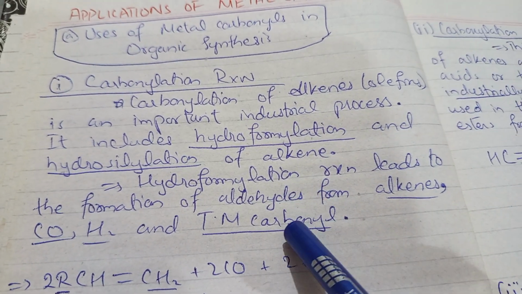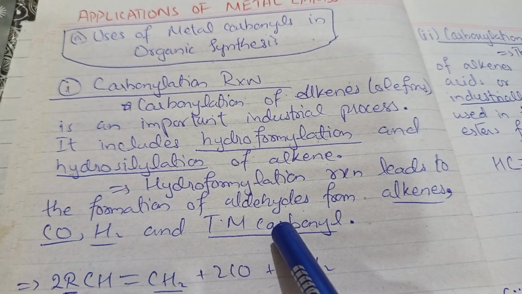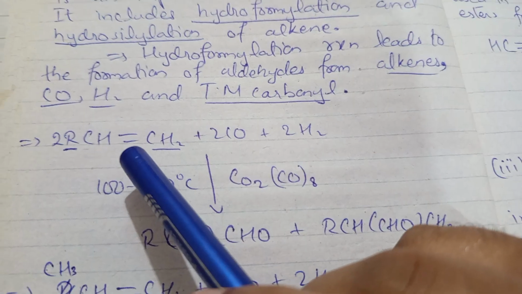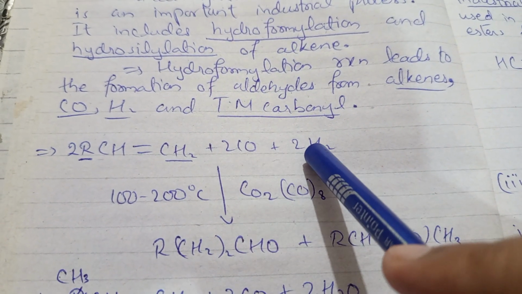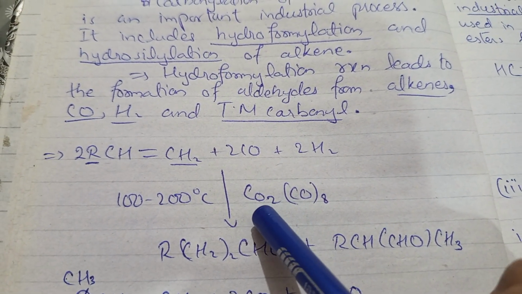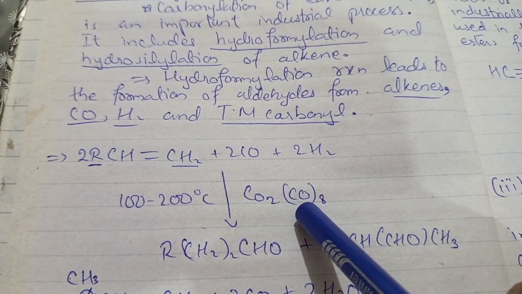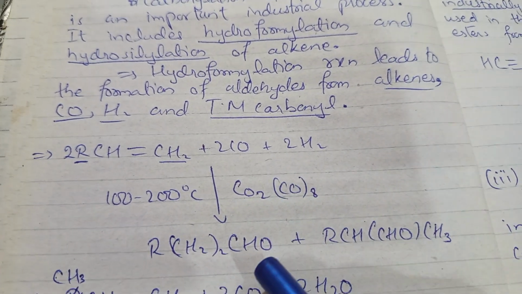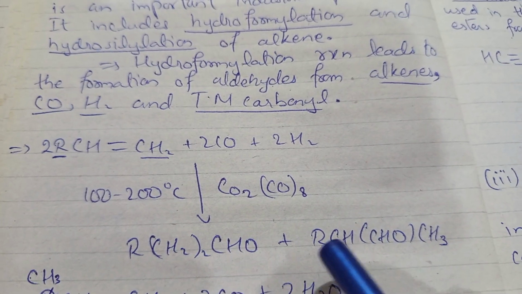Hydroformylation reaction leads to the formation of aldehyde from alkenes, CO, H2 and TM carbonyl. So here you can see that we have alkene. When it reacts with CO and H2 in the presence of Co2(CO)8, this is cobalt, alright, and these are carbon oxygen, and at 100 to 200 degrees Celsius, it converts into these two products.